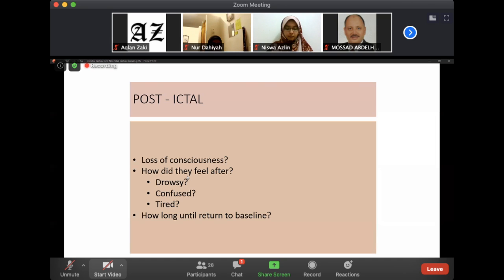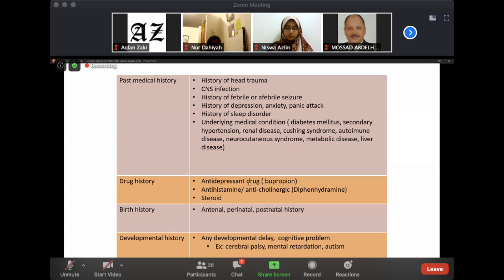How did they feel after the episode, and how long did they take to return to baseline, which we can pinpoint to a specific diagnosis such as absence seizure, which returns immediately to baseline, as opposed to drowsiness, feeling of confusion, or tiredness. So these are other histories that we can ask: past medical history, and history of head trauma, history of infection of the brain or spinal cord, history of any febrile seizure before, has it ever happened in this patient, and then history of depression, anxiety, or panic attack.